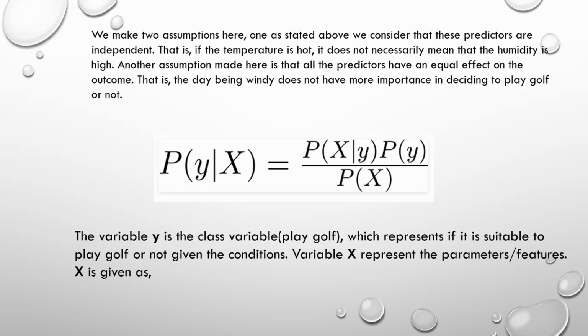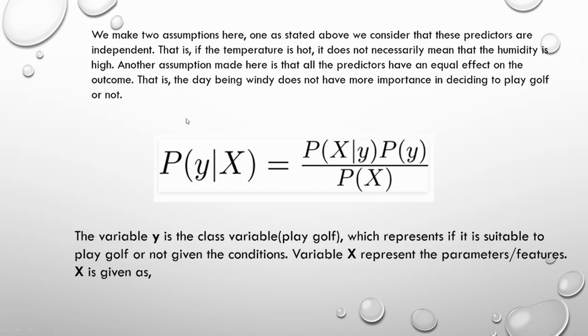Another assumption made here is that all predictors have an equal effect on the outcome. So what this statement really means is that each of these features has an equal effect on the outcome. Let's say we had four features. Each and every feature has 0.25 effect on the outcome. If we add all of these 0.25, it will give us one, which is the outcome. That is, the day being windy does not have more importance in deciding to play golf or not. So as you can see, one feature cannot determine our outcome, but all of the features have equal effect.